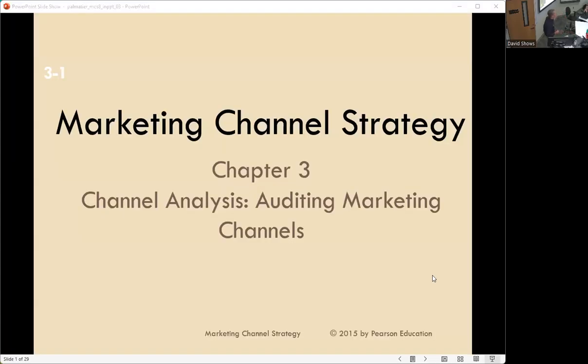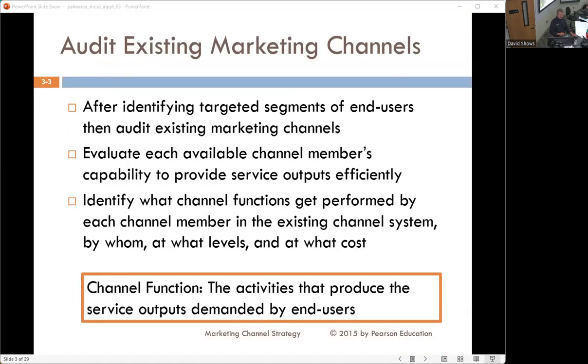So, auditing a channel. If you don't know where you are, anywhere will get you there, is an old statement. What auditing a channel does is that it helps us to understand whether the channel is moving efficiently or not.